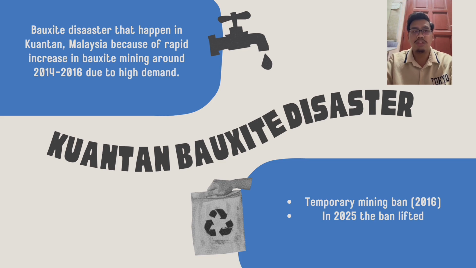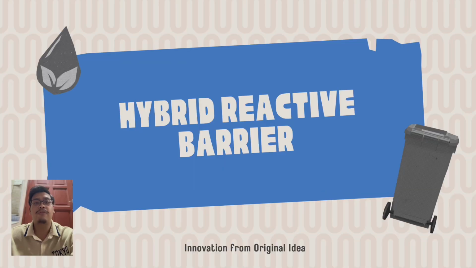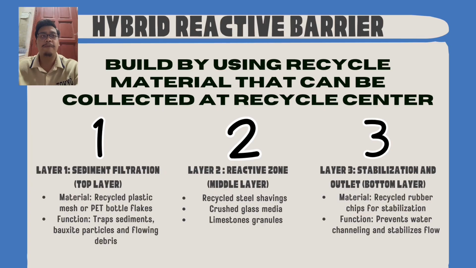This situation underscored the urgency for sustainable, efficient solutions capable of mitigating such environmental disasters, which brings me to our first innovation. So, our first innovative solution is the hybrid reactive barrier. The hybrid reactive barrier is designed to tackle industrial pollution in water sources by combining advanced filtration, chemical treatment, and stabilization methods into a single system.